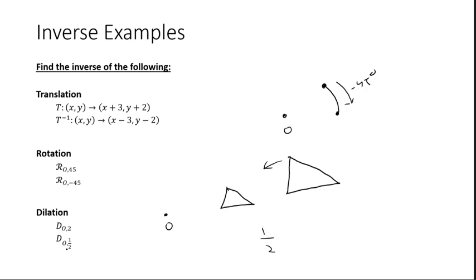So here the center point is still at O, but the scale factor is now 1/2 instead of 2. So make sure you know how to do that with translations, rotations, or dilations. Make sure you can find the inverse mapping if needed.